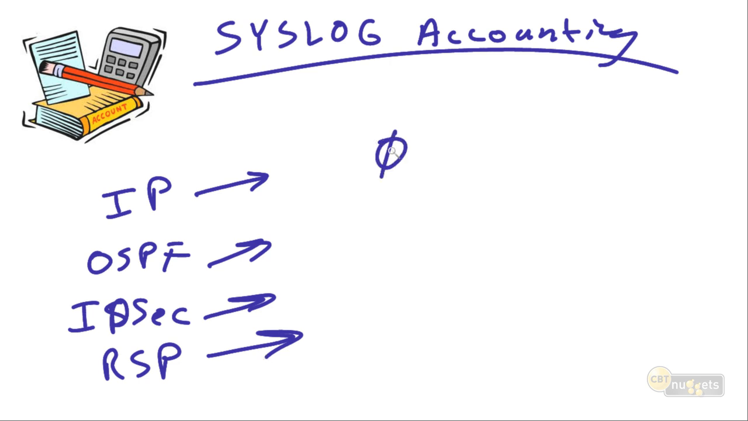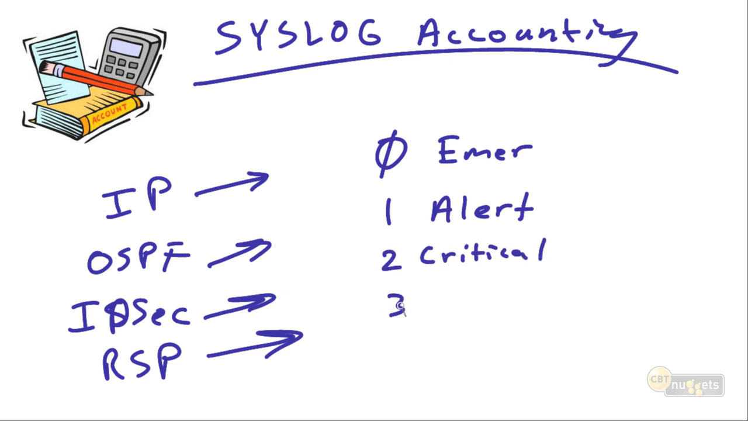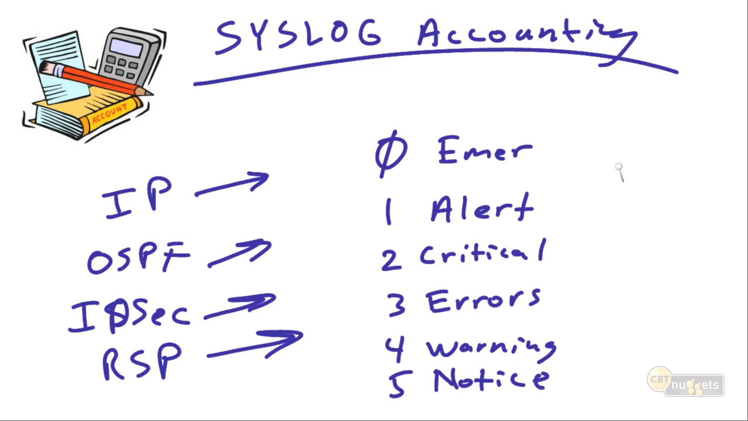If it's a 0 system message, this means it's an emergency. If it's a level 1 message, it means that it's an alert. A level 2 message is for critical events. A level 3 message is for errors. A level 4 message is for warnings. A level 5 message is for a notice. A level 6 message is for informational. And then a level 7 message is for those debugging messages that we can run at the command line.